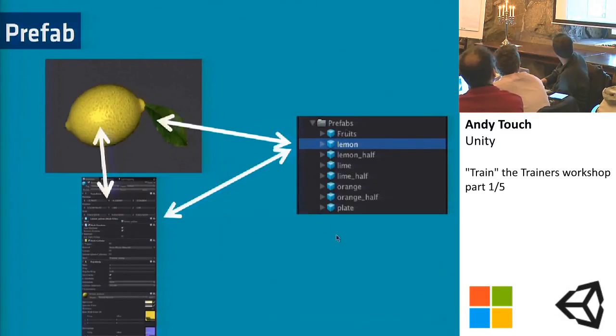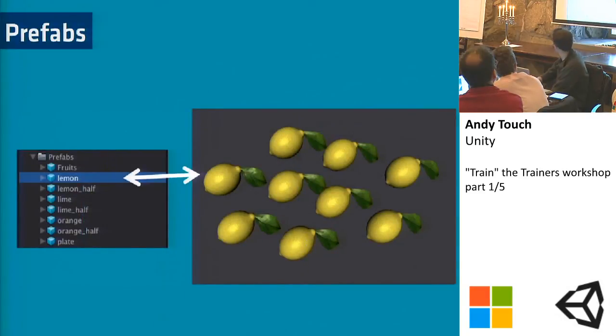Then in your project folder, which is all your assets and all the things that you're going to use, you can save that lemon as a prefab. You're going to save it for a rainy day. You can then delete it from your scene because you've already got a saved little file, basically saying, this is a lemon with all its lemony properties. And then you can duplicate it hundreds of times.